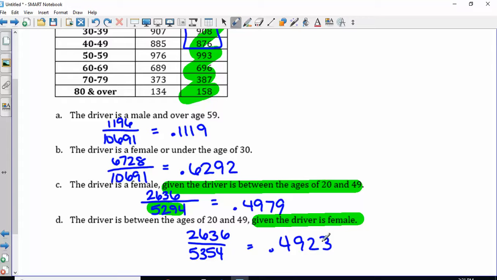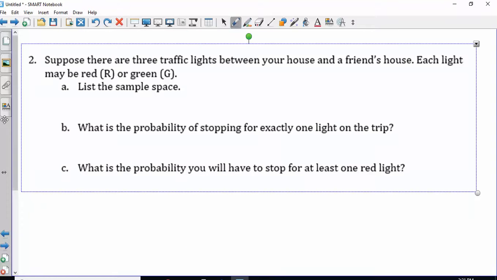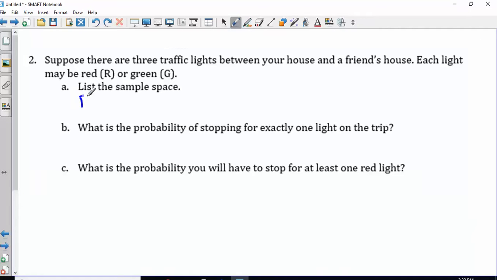Number 2. So we have 3 traffic lights between your house and a friend's house. Each light may be red or green. List the sample space. When I ask you for a sample space, what am I asking for? All the possible answers. So we have 3 lights, so it could be red, red, red, red, red, green, red, green, red, green, red, red.